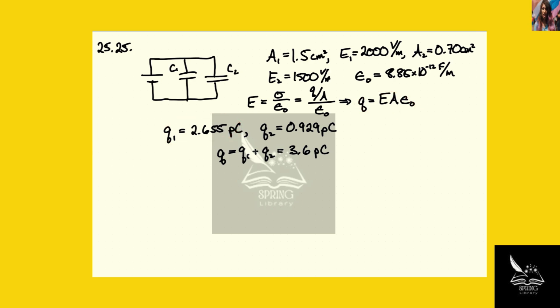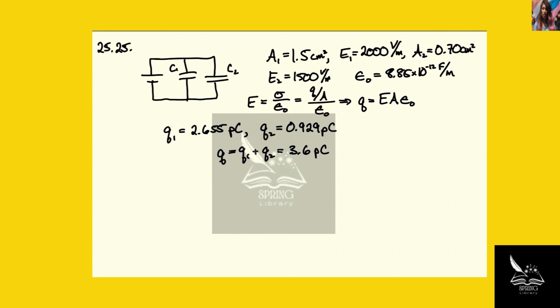capacitors. Well, we can figure out the charge on the first capacitor because we know A1, we know E1, we know epsilon naught, and that winds up being about 2.66 picocoulombs. And then since we know A2 and we know E2, we can figure out the charge on this second capacitor, and that's 0.929 picocoulombs.